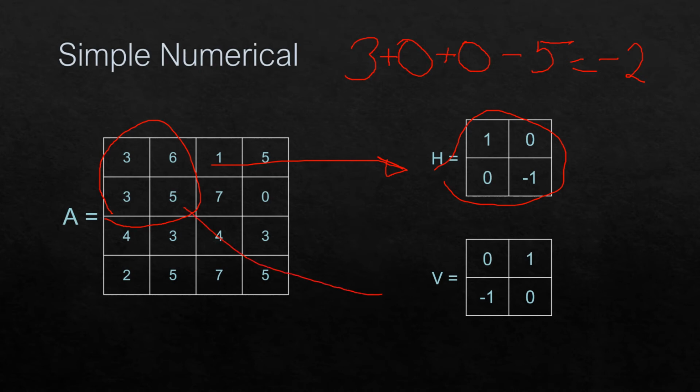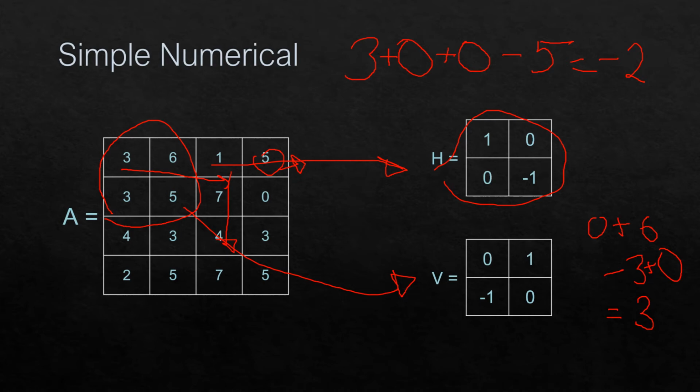And if we convolve the same image with the vertical mask, we get the answer by considering 0 plus 6 minus 3 plus 0. This in turn will give you the answer 3, and you can move from this to this. We won't be considering this pixel as there's no value beside it. So we'll go till here and till this particular pixel.